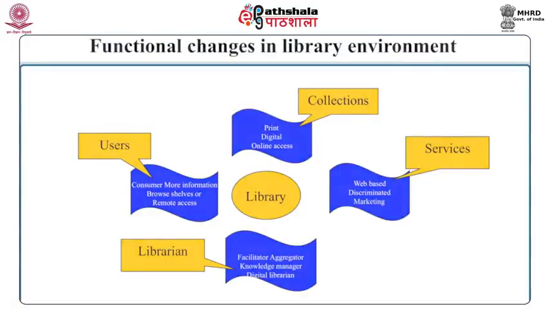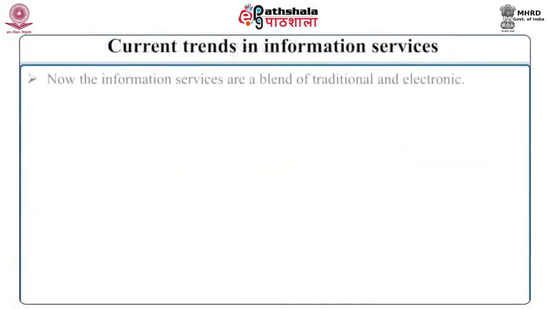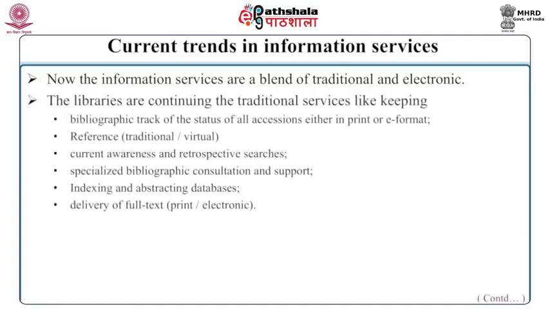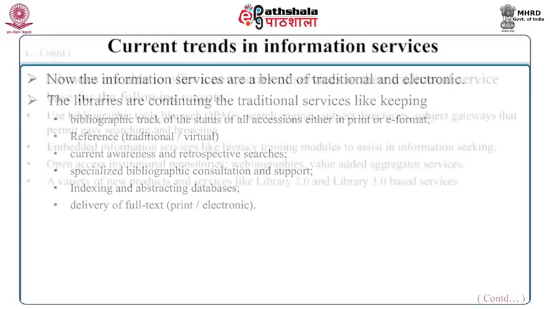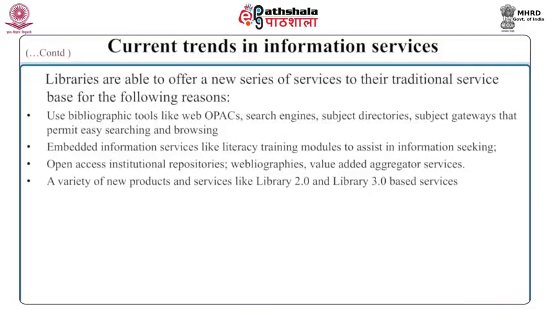So now let us see what are the current trends in information services. Now the information services are a blend of traditional as well as electronic. The libraries are continuing the traditional services like keeping bibliographic reference, current awareness, indexing and delivery of full text, etc. At the same time, they are providing the bibliographic tools like webpacs, embedded information services like information literacy training modules, and open access institutional repositories, bibliographies, value-added aggregator services, etc.